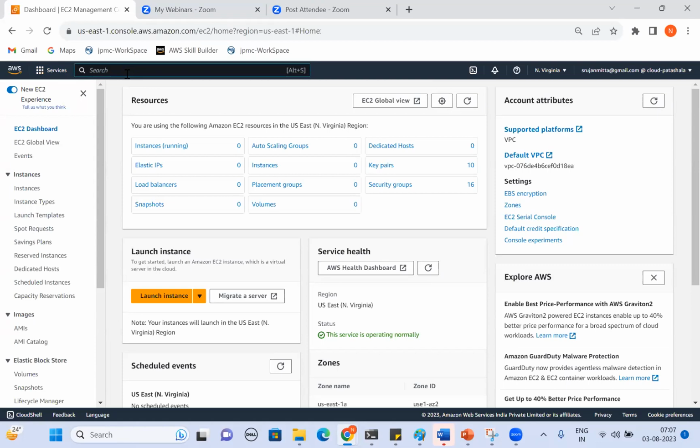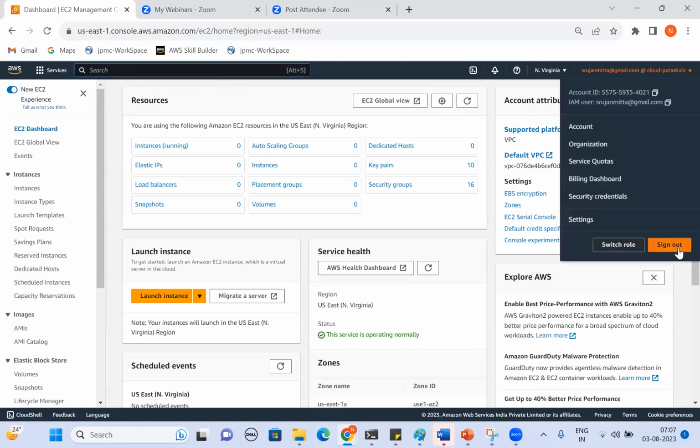Okay. So before going into it, let me show you how to create the AWS console, which will help you to understand how the creation of it works. Okay, so first of all, you log out. Let me log out from my side.